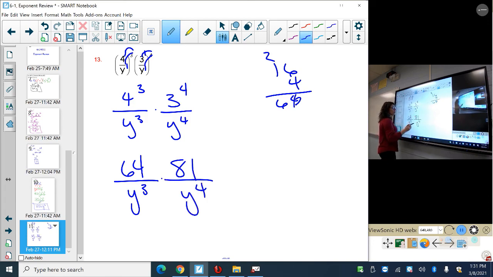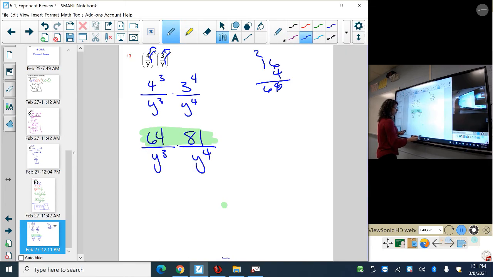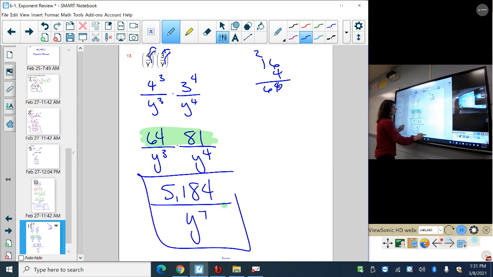So now you are going to multiply the top numbers together straight up. So I'm going to have 64 times 81, and that's going to give us 5,184 all over the bottom, which is a total of 7 of those total y's, so y to the 7th.